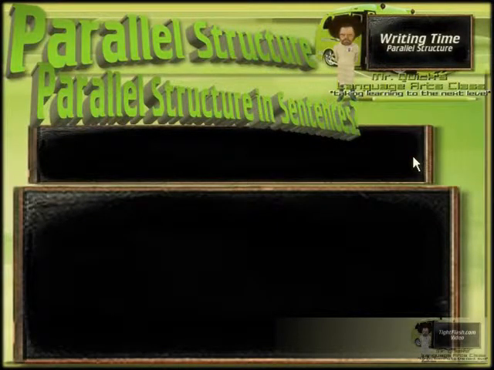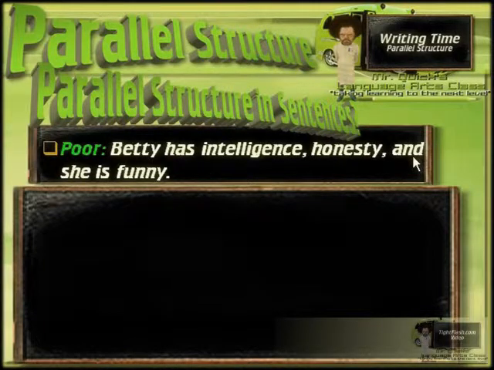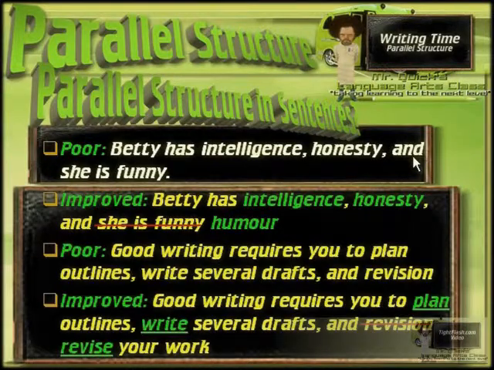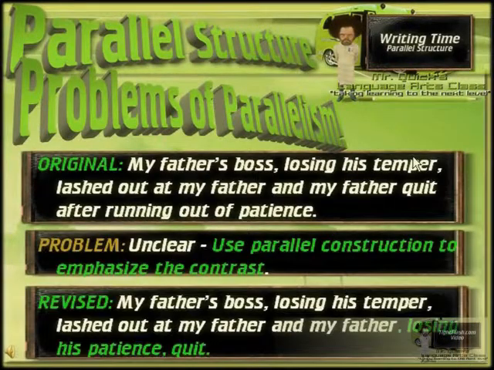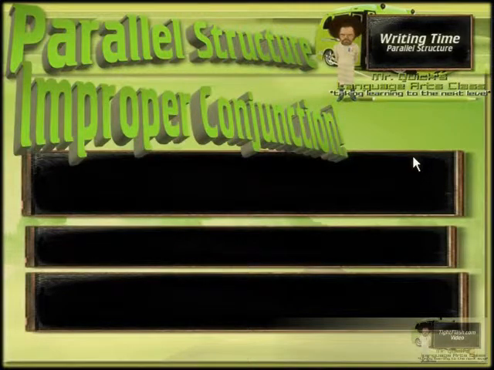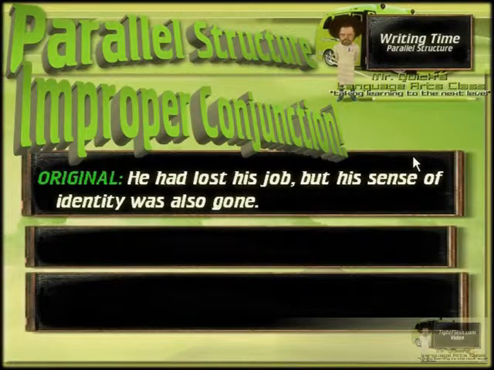Whenever you have a list of items, they all need to be in the same form. Okay, so I'm going to skip a few of these because I want you to enjoy the SCORM activity, or you probably already went over the SCORM activity. But there is some I do want to talk about, like improper conjunction.